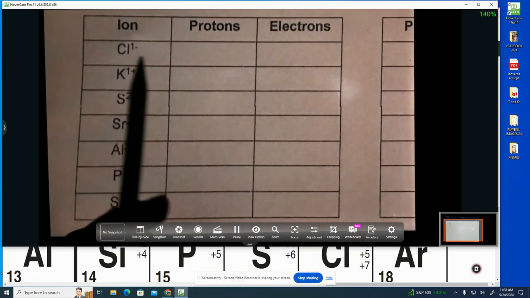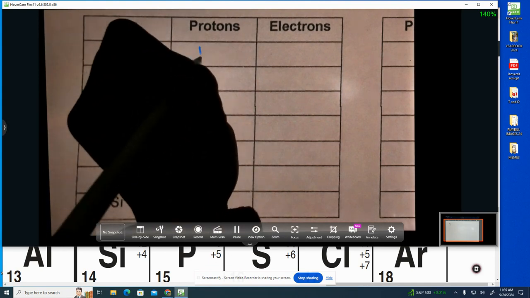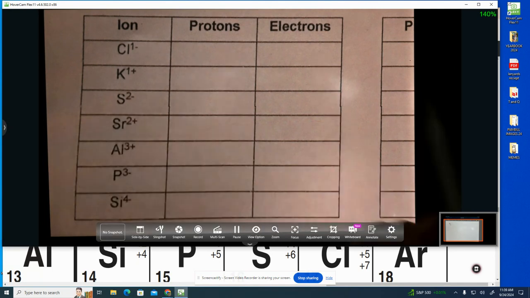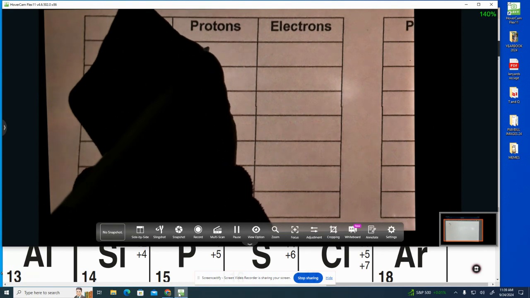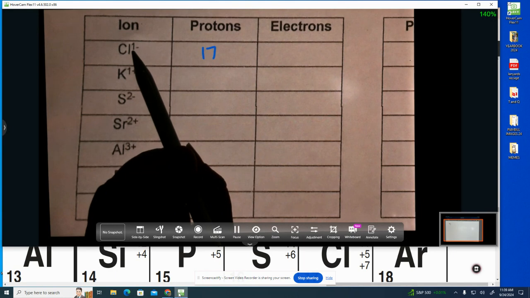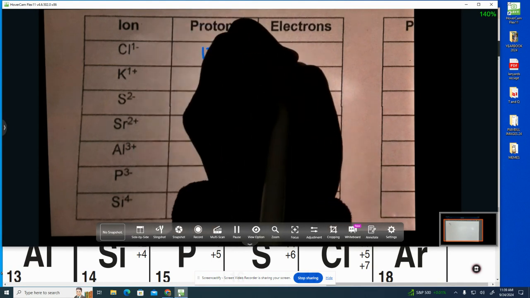Okay. Chlorine, how many protons? Ladena, how many? Protons. How do you find number of protons? 17. You got it. It's that big black number right there in the bottom left corner. If it has a -1 charge, okay? Did it gain or lose electrons? How many did it gain? 1. So instead of 17, it's going to have 18.